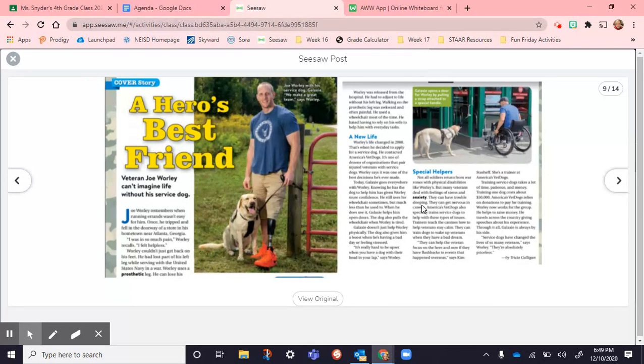And so the article's all about how she helps him have more of a positive outlook on life, helps with his anxiety and his stress, and sometimes when he has to use his wheelchair, Galaxy helps him open doors and fetch different things for him. Not just easing the stress, but helping him with some daily tasks that are difficult with a prosthetic leg. So we read that.